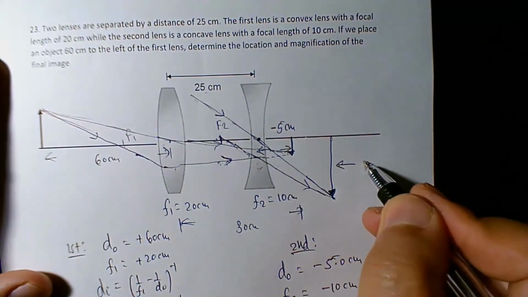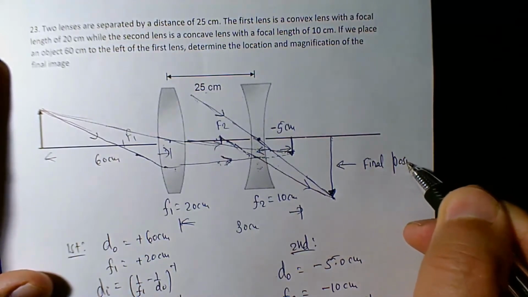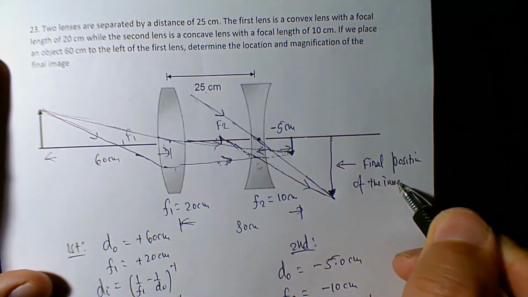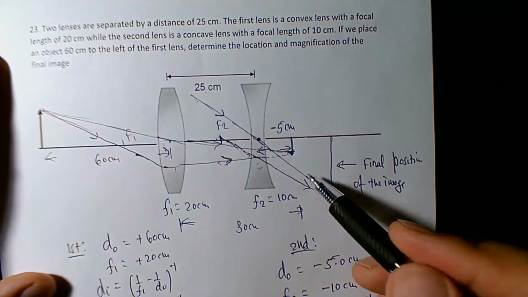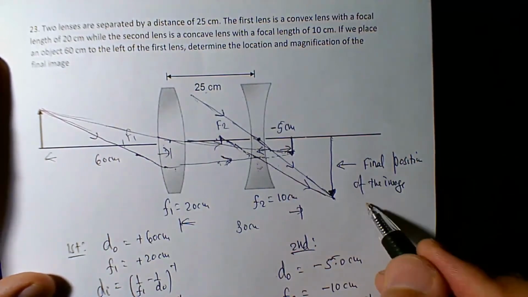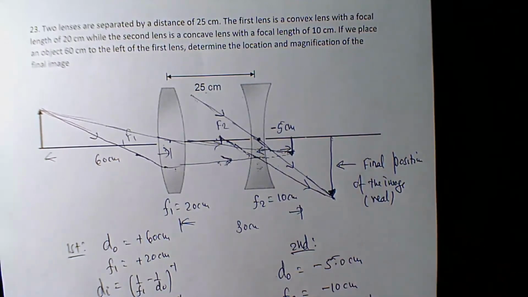So this is the very final position of the image, and you can clearly see the final image is formed by actual convergence of the beam of light rays. So the final image is a real image, real and inverted and the same size, which we have calculated.